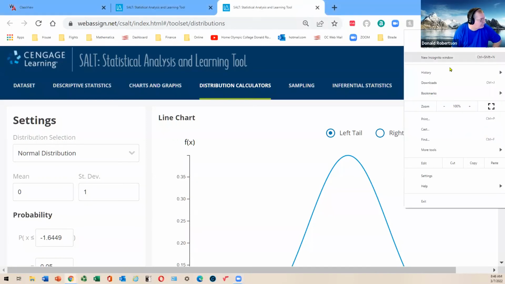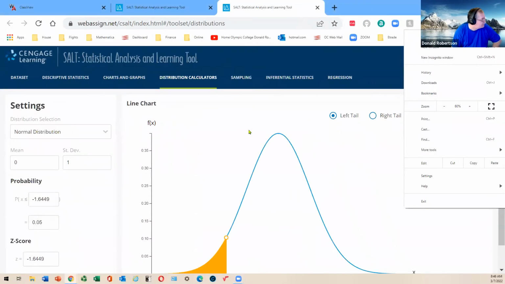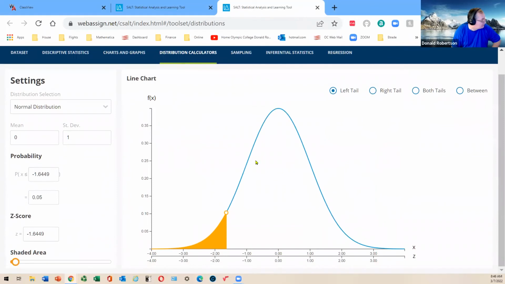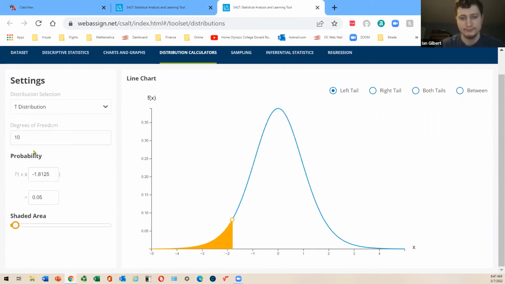Maybe shrink this down a little bit. Okay. Am I in the right distribution? Hopefully you can see it says over here normal distribution. Is that the right distribution for this question? No. What should it be called? T distribution. Right.